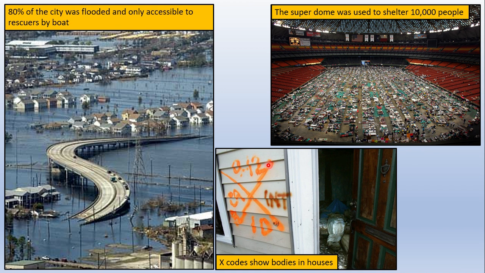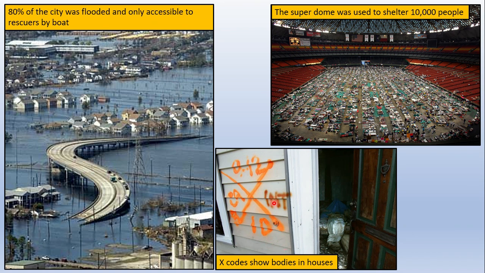Rescuers would put X codes on doors. You'll see a photo of these earlier in the lesson as well. An X code is the way of recording which houses have been searched. So, for example, if you look here, this shows you the date of the search, 9/12. So in American, because they do it the other way around, that would be 12th September.